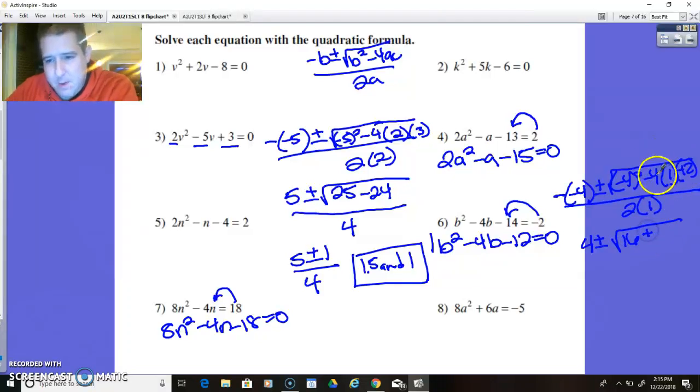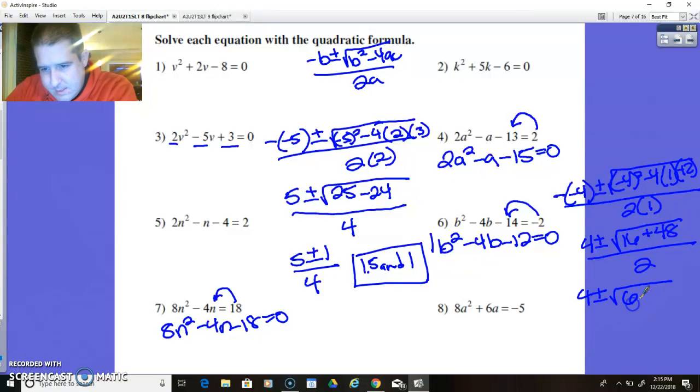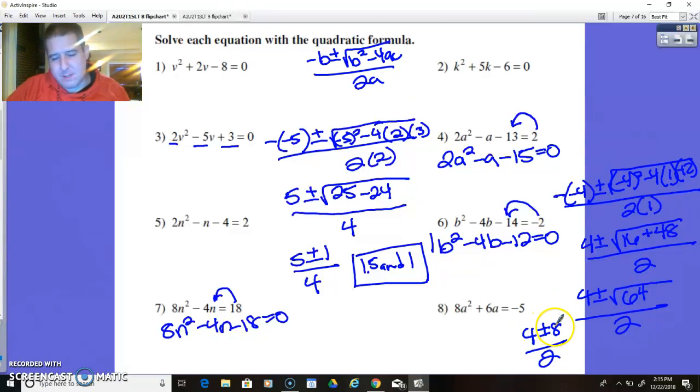Okay, that's not going to be what I wanted. Negative 4 times 1 is negative 4. A negative times a negative is a positive. 4 times 12 is 48. Unfortunately, it looks like we're going to get another positive discriminant. 4 plus or minus the square root of 16 plus 48, which is 64. That's a nice perfect number, because that's 4 plus or minus 8 over 2, and then you can solve it twice. 4 plus 8 is 12, 12 divided by 2 is 6. 4 minus 8 is negative 4, negative 4 divided by 2 is negative 2.